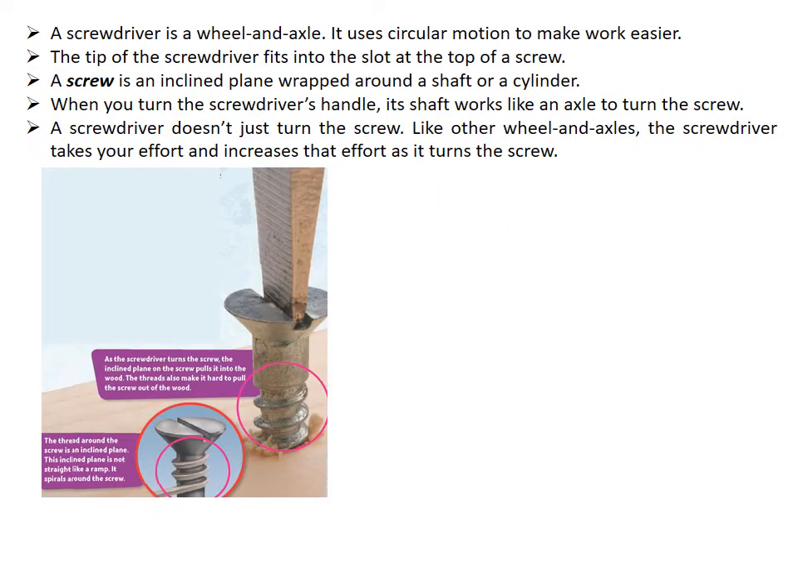A screwdriver is a wheel and axle. It uses circular motion to make work easier. The tip of the screwdriver fits into the slot at the top of a screw. What is a screw? A screw is an inclined plane wrapped around a shaft or a cylinder. So, when you turn the screwdriver's handle, its shaft works like an axle to turn the screw.